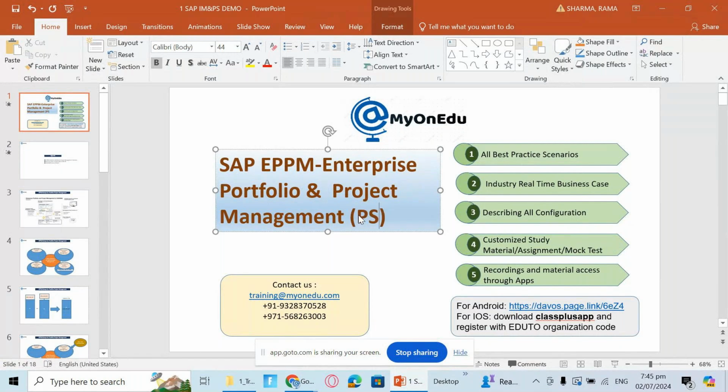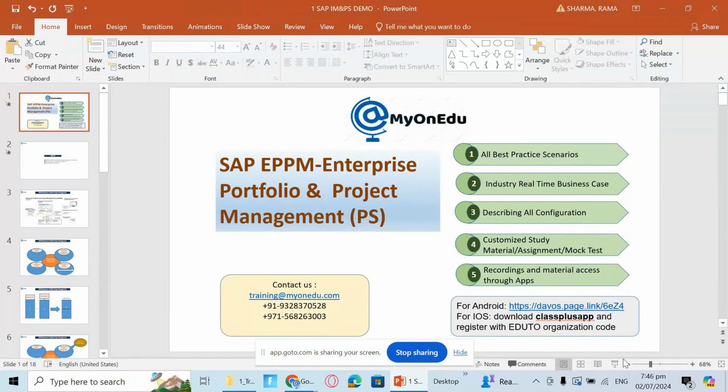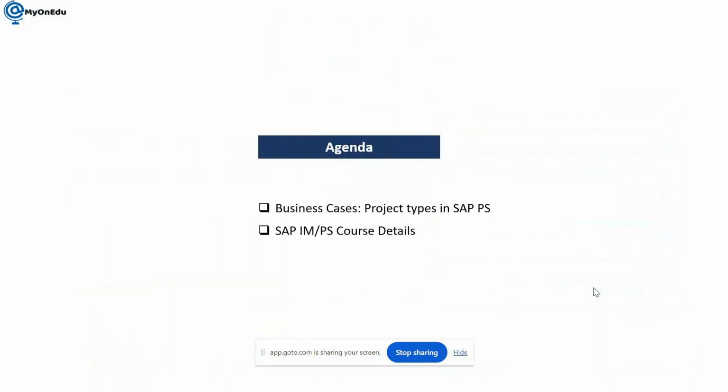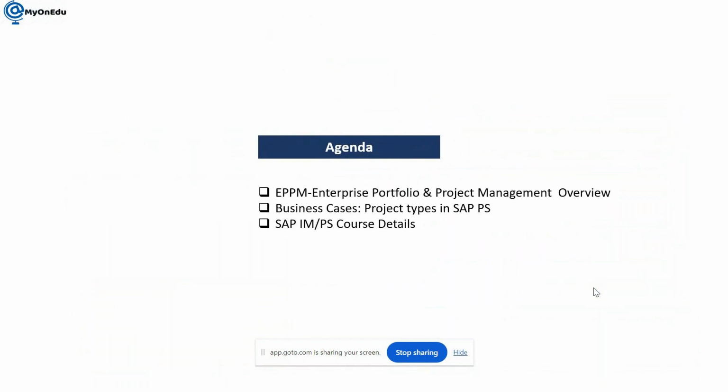Okay, so let me start it now. So here, this course is for SAP EPPM, Enterprise Portfolio and Project Management, and we are focusing on project system. Okay, basic only in the area of project system. So let us understand what exactly we are having inside. Here I am going to cover the concept of SAP Portfolio EPPM, Enterprise Portfolio and Project Management. Okay, then I'll explain some business cases from the project system perspective. Okay, and then I'll explain SAP IMPS course detail here.